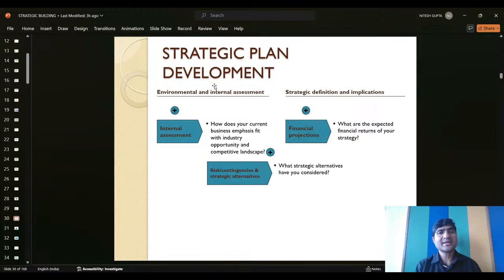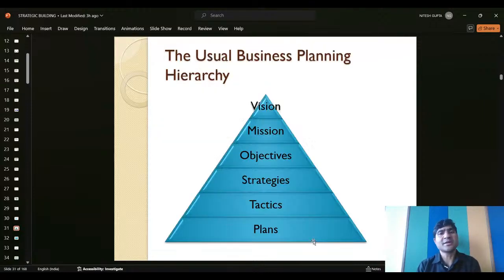Now, in strategic plan development, the third point is internal assessment. How does your current business emphasis fit with industry opportunity and the competitive landscape? And the financial projections: what are the expected financial results of your strategy? Now, when you talk about risk, contingency, and strategic alternatives, what strategic alternatives have you considered?